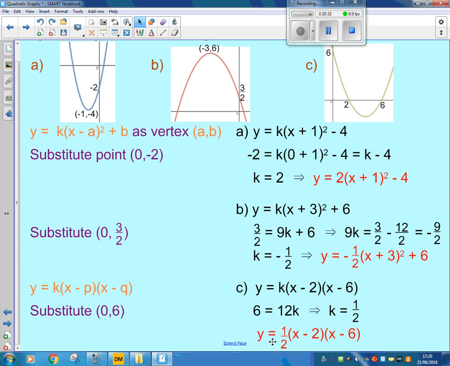So now, what happens when y is 0? Well, y is 0, a half's never 0, so x must either equal 2, because 2 minus 2 is 0, or x equals 6, because 6 minus 6 is 0. So my x-intercepts are 2 and 6, so it has worked. So working these things out, always check at the end that your answer actually matches your graph. Okay, good luck.